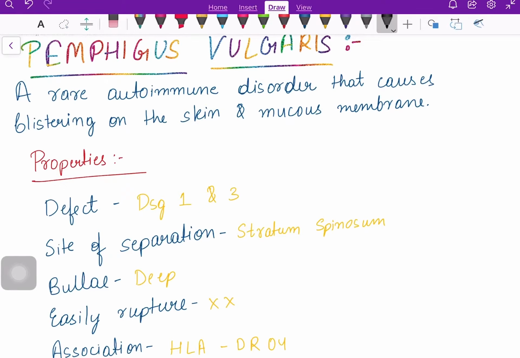Hello guys, today we are going to discuss Pemphigus vulgaris. It is a rare autoimmune disorder that causes blistering on the skin and mucous membrane, and sometimes the blistering can be painful as well. So what is mainly pemphigus?